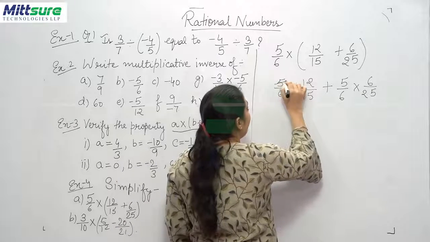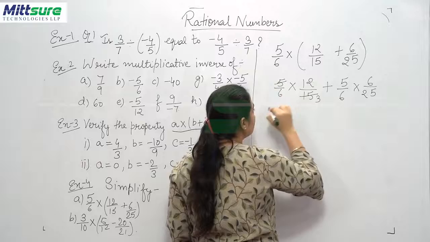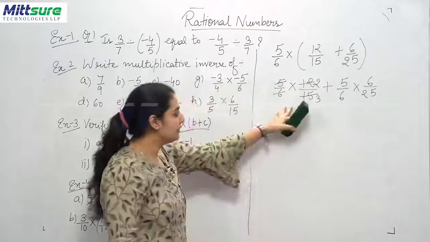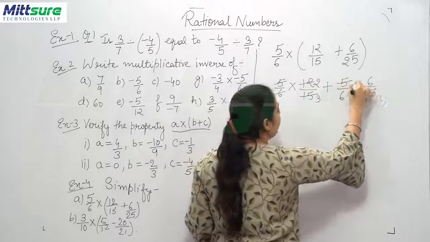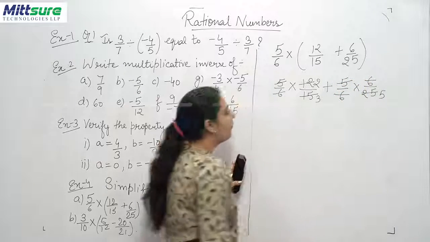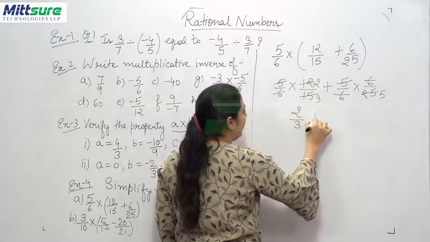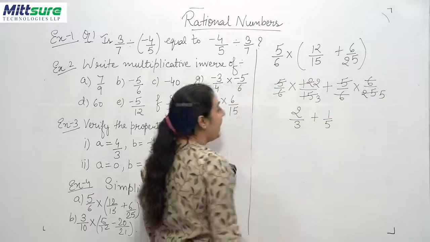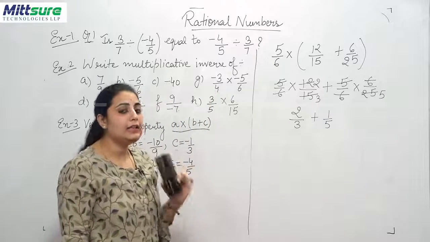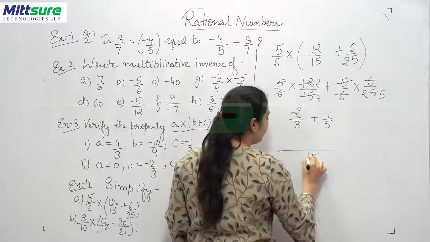Let's see. 5 cuts 15 3 times. 6 cuts 12 2 times. Okay, in the first case. Second case, 5 cuts 25 5 times and 6 cuts 6 1 time. So what am I left with? 2 upon 3 plus 1 upon 5. And when these two numbers are added after taking the LCM, let's see what we will get. The LCM comes to be 15.